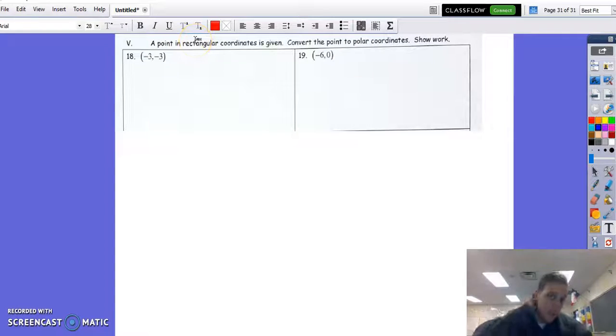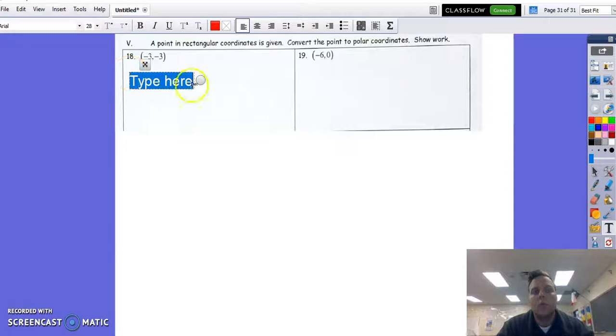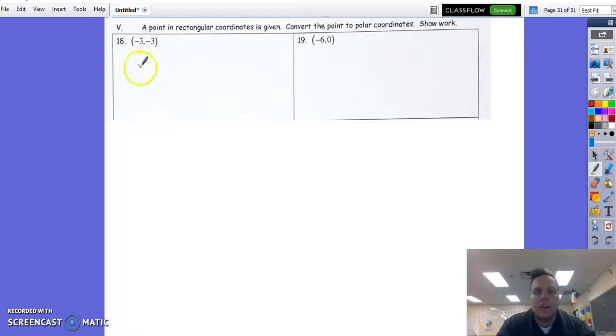A point in rectangular coordinates is given. So this is an x and a y, and I want to convert the point to polar coordinates. Well, you should remember that r is simply equal to the square root, and there is no square root button, so I'm going to have to try to draw this, and I do apologize in advance. But r is equal to the square root of x squared plus y squared. And we know that x and y for this problem are both -3.